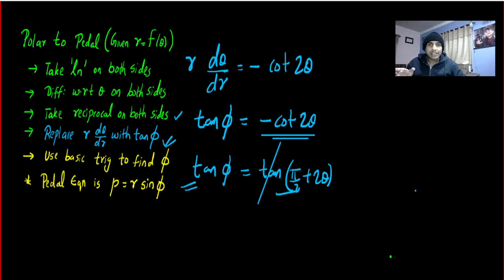Don't do funny things like this. This is not allowed in trigonometry. It's a function. So what we do is we take tan inverse on both sides. So we end up with phi equal to pi by 2 plus 2 theta. Now that's it. We are at the last line.